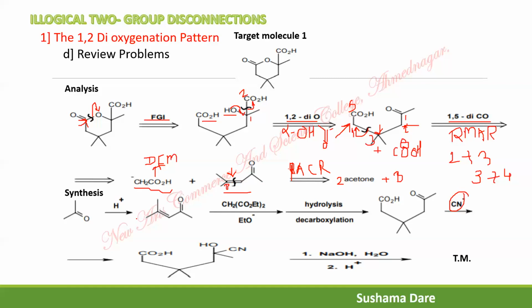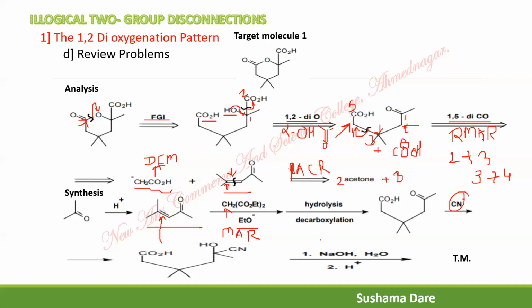Now look at the synthesis. Two molecules of acetone give the alpha beta unsaturated carbonyl compound. Then sodium ethoxide is treated with the diethyl malonate. What is the role of sodium ethoxide? It abstracts this acidic proton to give the carbanion, and here it is a Michael addition reaction. Then this donor attacks the beta carbon and completes the remaining mechanism.